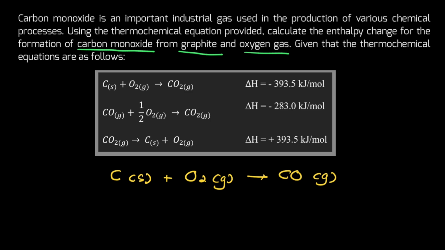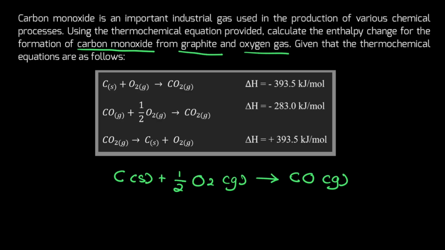But first and foremost, you need to make sure that this equation is balanced. Carbon monoxide only has one carbon and one oxygen. So you do have one carbon, but you have an excess amount of oxygen here. So you need to put a half around here. So this is your balanced equation.